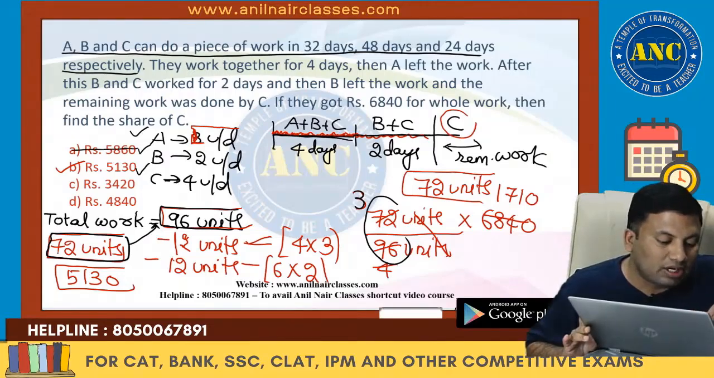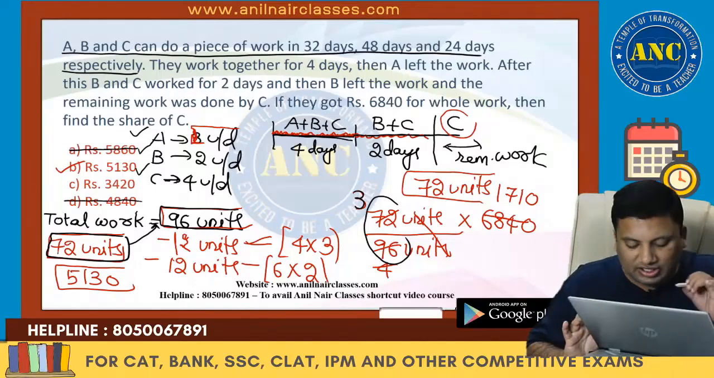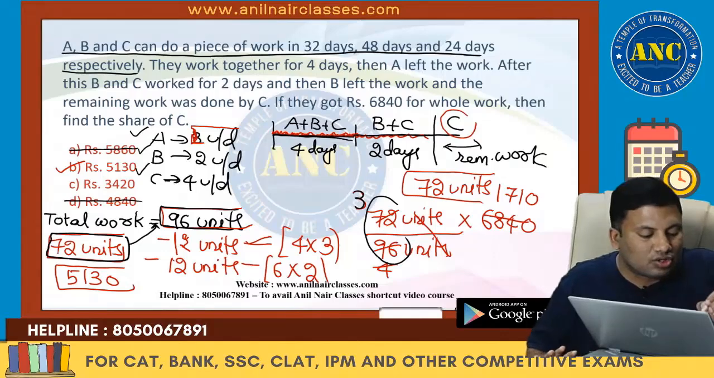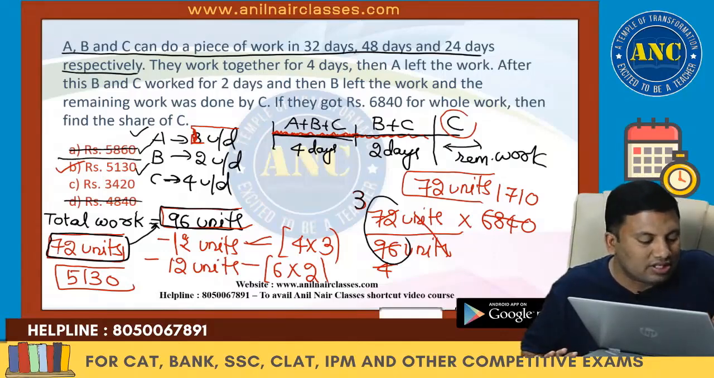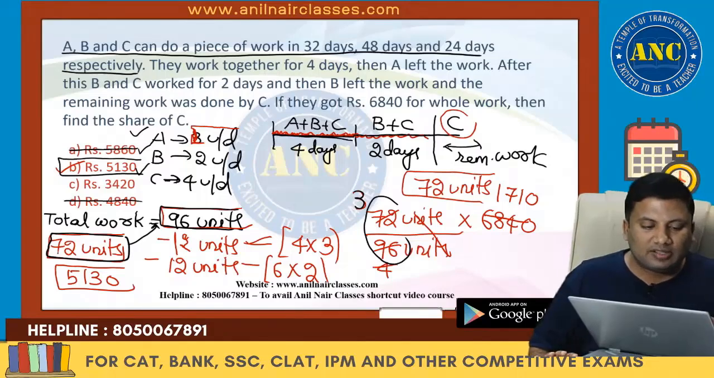8 plus 6 is 14, plus 5 is 19. It is not divisible. 8 plus 8 is 16. It is not divisible. 3 into 1700. Answer should be closer to 5000. So the only option is 5130.